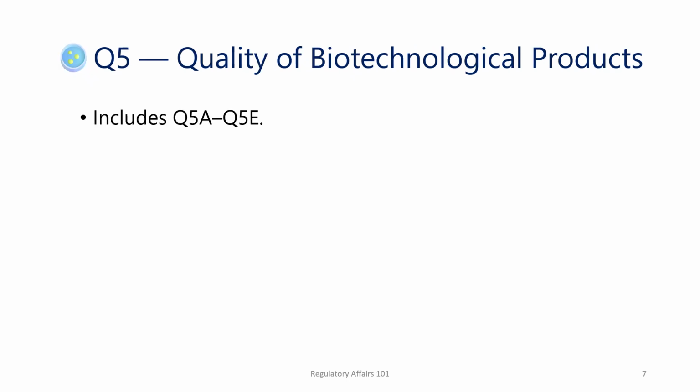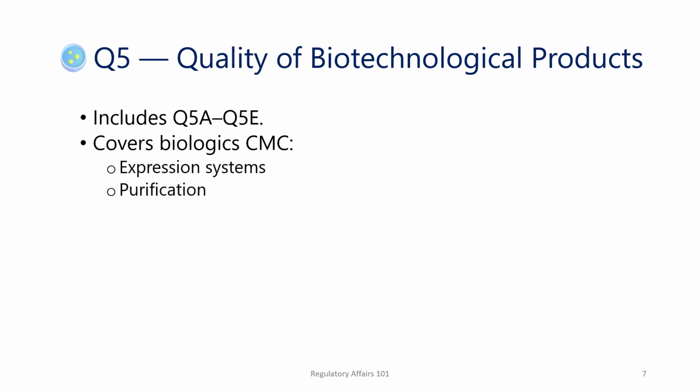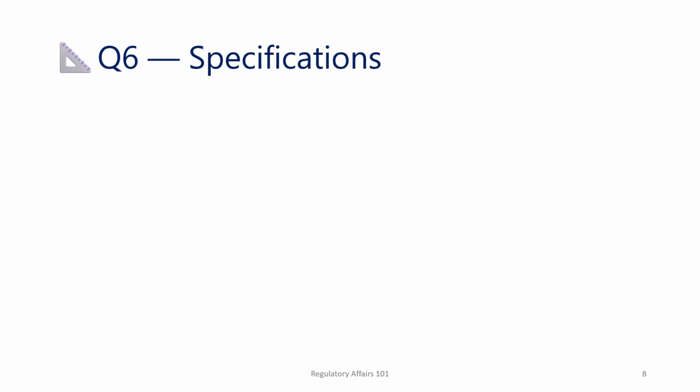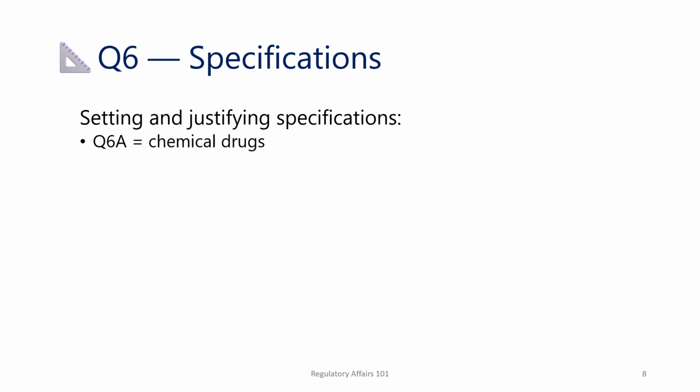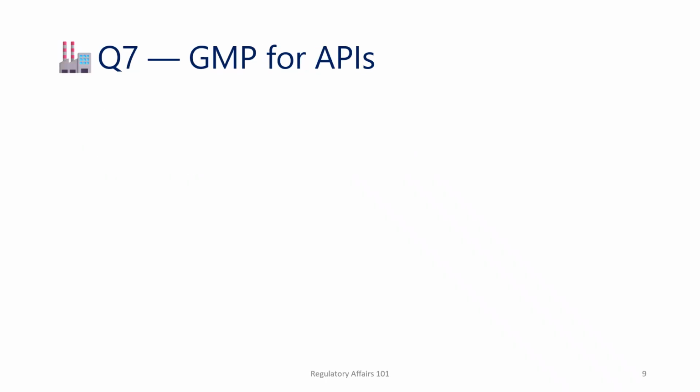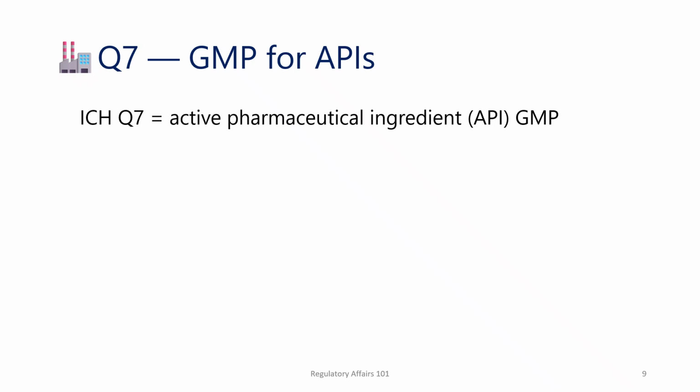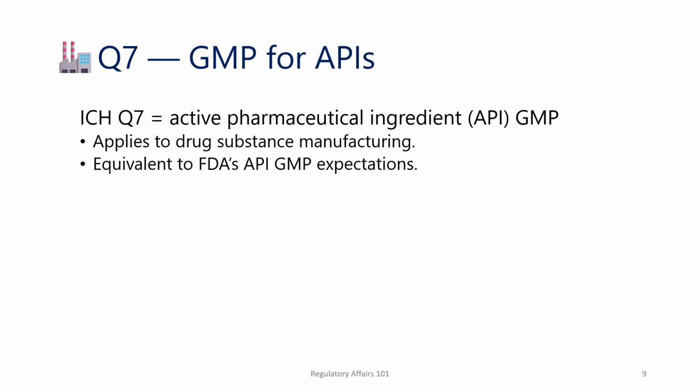Q5A through Q5E covers biologics, expression systems, purification, characterization, and viral safety. Q6 guides how to set and justify specifications. Q6A applies to chemical drugs, and Q6B applies to biologics. Q7 is the GMP standard for active pharmaceutical ingredients. It aligns closely with FDA's expectations for API manufacturing.